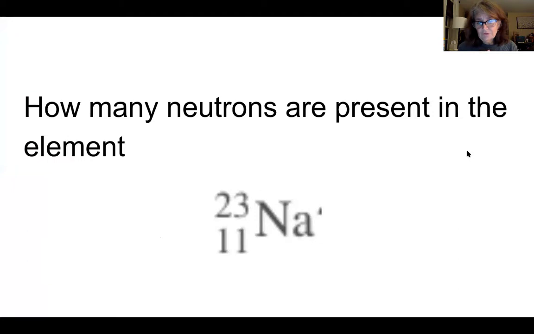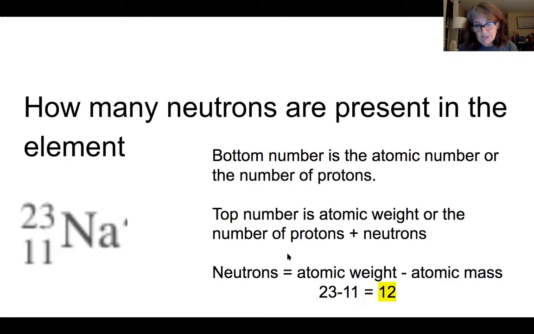I don't know if you remember how to find neutrons, but you're going to take this bigger number, which is the atomic mass, and subtract from it the smaller number, which is the number of protons. And so we're going to get 23 minus 11 is 12. Neutrons is always going to be atomic weight, or the bigger number, minus the atomic mass.